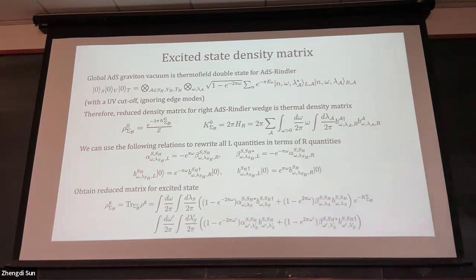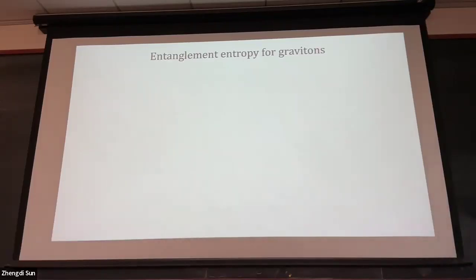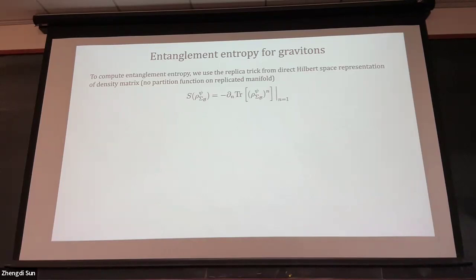So here's the reduced density matrix for the excited state. It's written in terms of these Bogolyubov coefficients relating the global and Rindler modes and the annihilation and creation operators for Rindler. And then here's the vacuum modular Hamiltonian for Rindler. Okay, so you have some explicit density matrix for the excited state. And now you can go compute the entanglement entropy.